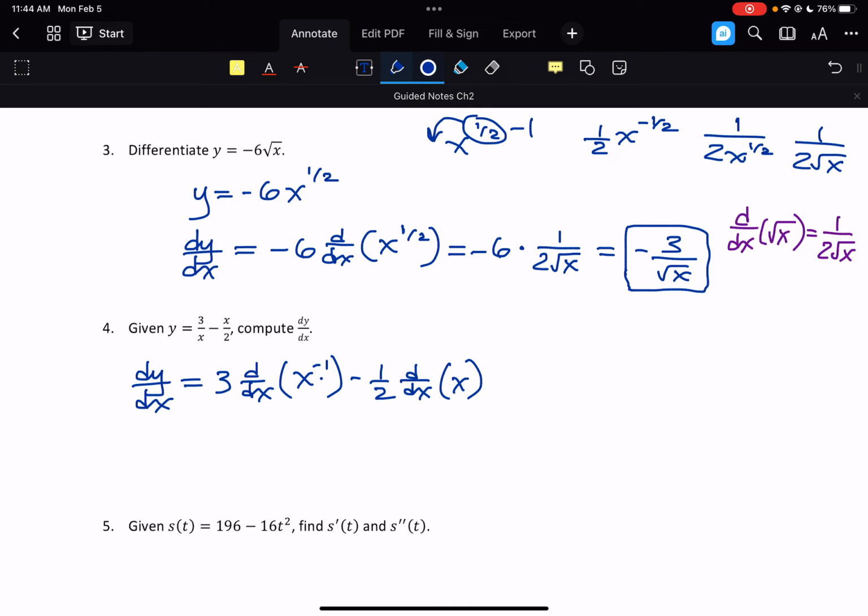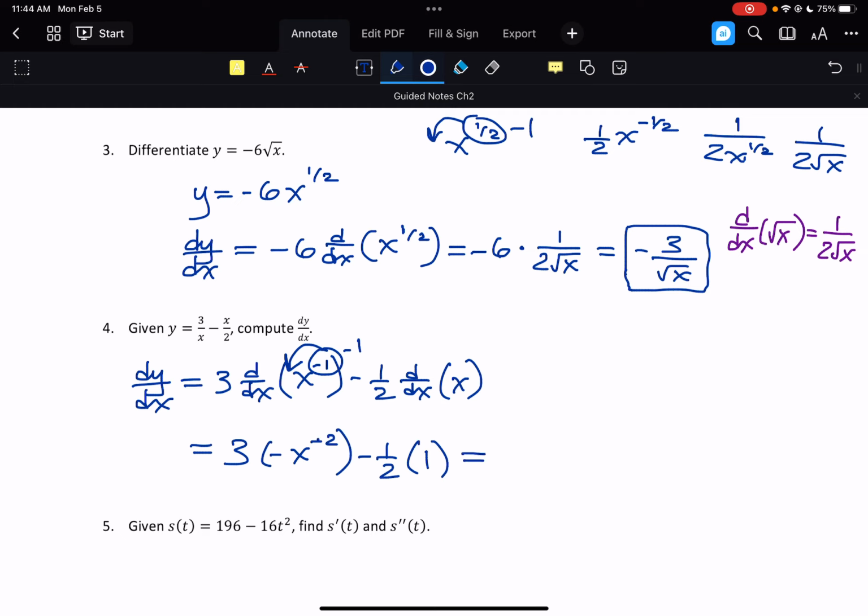Now, when it comes to taking the derivative of x to the negative first, we're going to bring down the negative 1 and subtract 1 here. So be very careful when dealing with negative powers, because that's going to be x to the negative 2 now when you subtract 1. So it's not 0 because it wasn't positive 1. So it keeps going more negative as we go here. Minus 1/2. Derivative of x is 1.